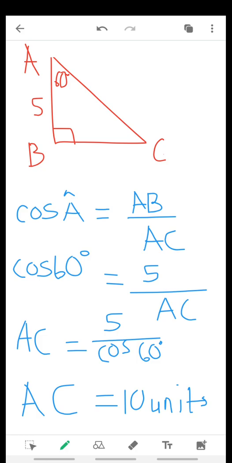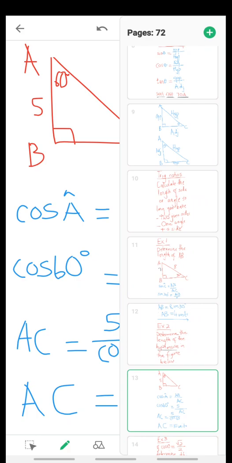60 degrees is next to AB, adjacent to AB, and hypotenuse to AC. So, that is cos trig ratio. So, cos angle A equals adjacent AB all over hypotenuse AC. Therefore, when you substitute there, it's cos 60 degrees equals 5 over AC. Then we make AC the subject of the formula. We find that it is 5 over cos 60 degrees. Therefore, AC equals 10 units. We say units because we were not told whether it's meters or centimeters or whatever.